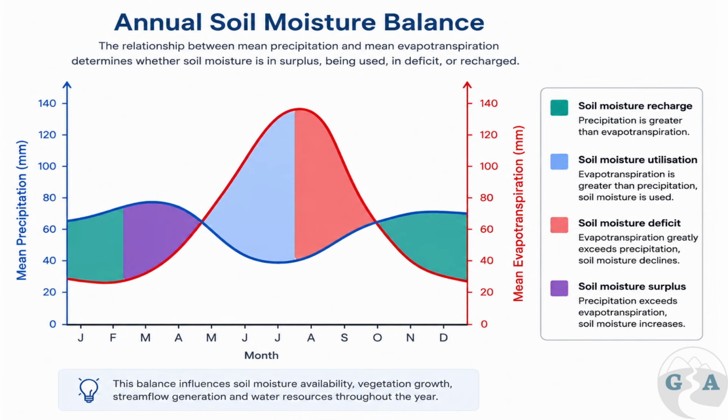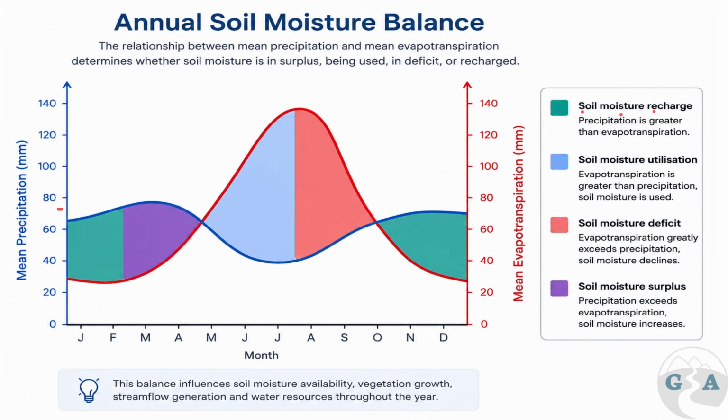The annual soil moisture balance. So what we're looking at here is, again, we've got the months of the year at the bottom. And we've got the mean precipitation and the mean evapotranspiration. So it's this combination. And within the soil, then it reacts to this. So we're going to start at the beginning of the year, and it's here in the green, and it says it's a soil moisture recharge.